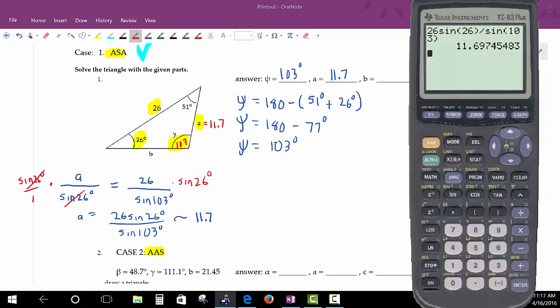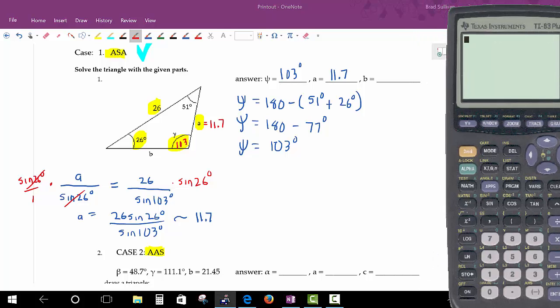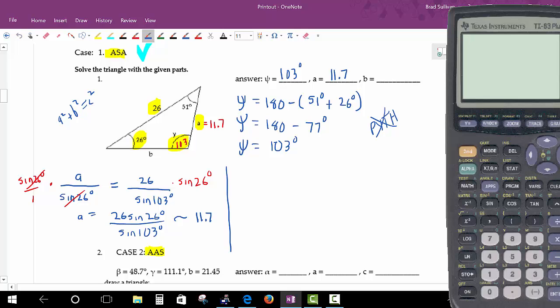Okay. All right. Now we've got one more part to find. Now you cannot use the Pythagorean theorem. This is not a right triangle. Remember the Pythagorean theorem, a squared plus b squared equals c squared. That only goes along with right triangles, so you can't do it. So you have to basically do the law of sines again. So let's set up our proportion. The next unknown I have is b, so I'm going to put b.